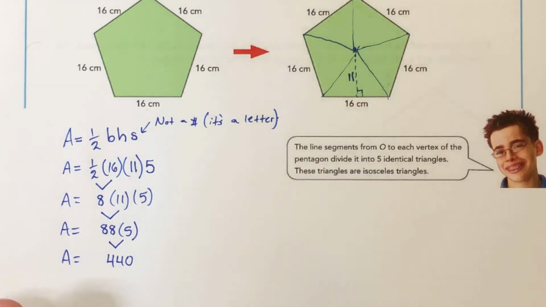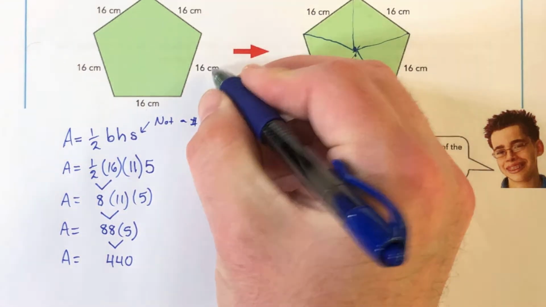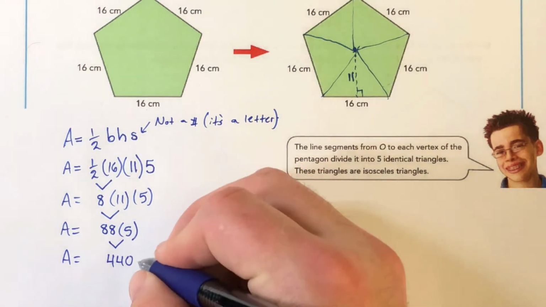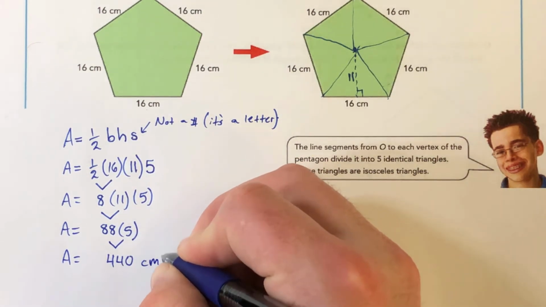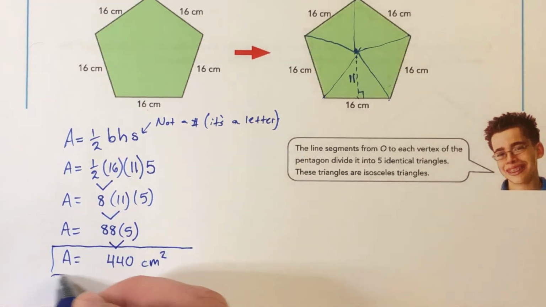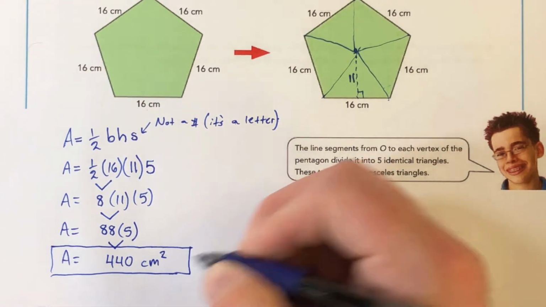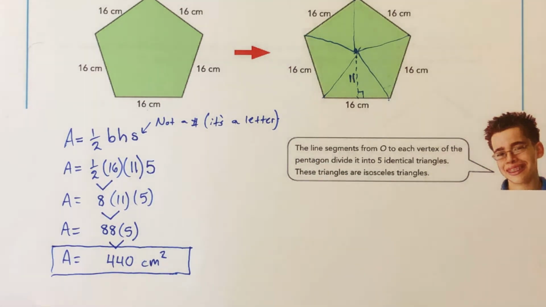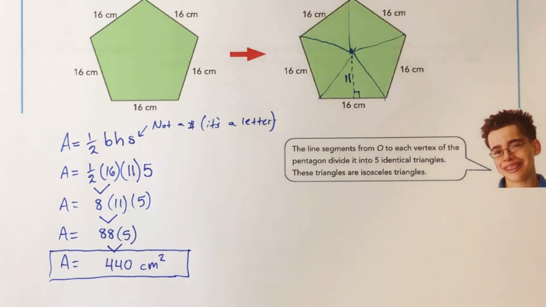Now, this is area, so what should our units be? Area is how many squares of a certain size will cover a surface. So we're measuring in centimeters, so it's going to be 440 centimeters squared. We can cover this regular pentagon in 440 centimeter size squares. Next example.